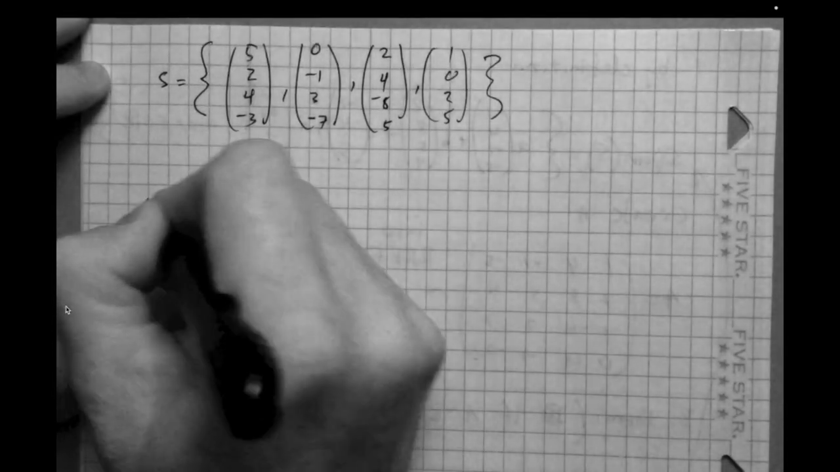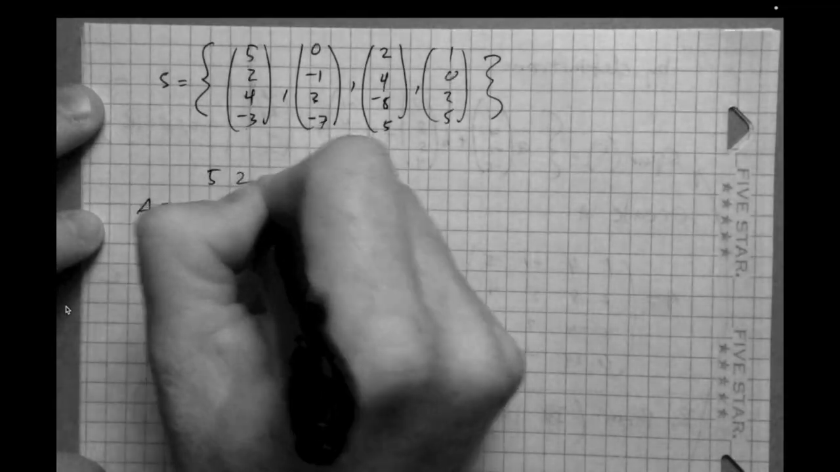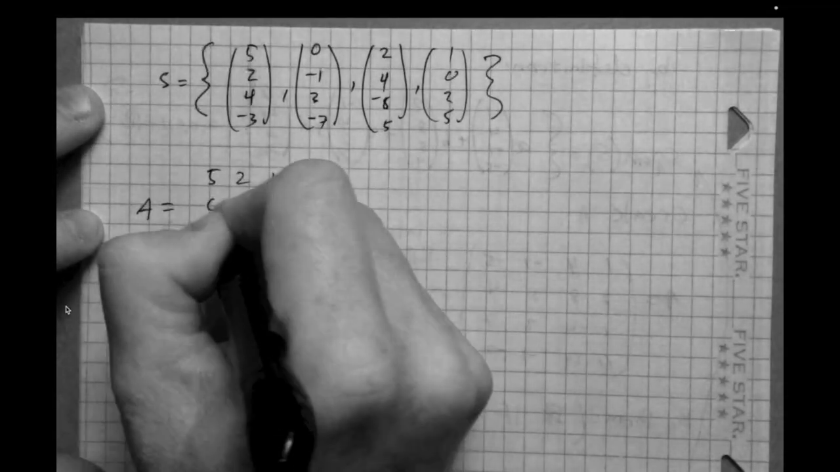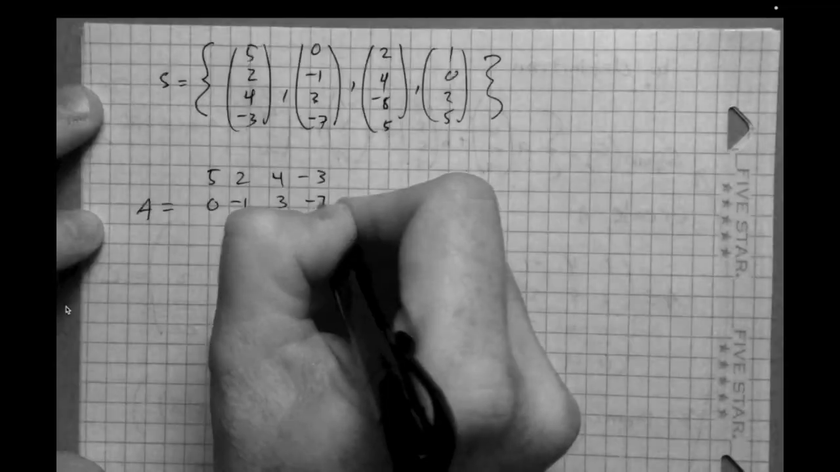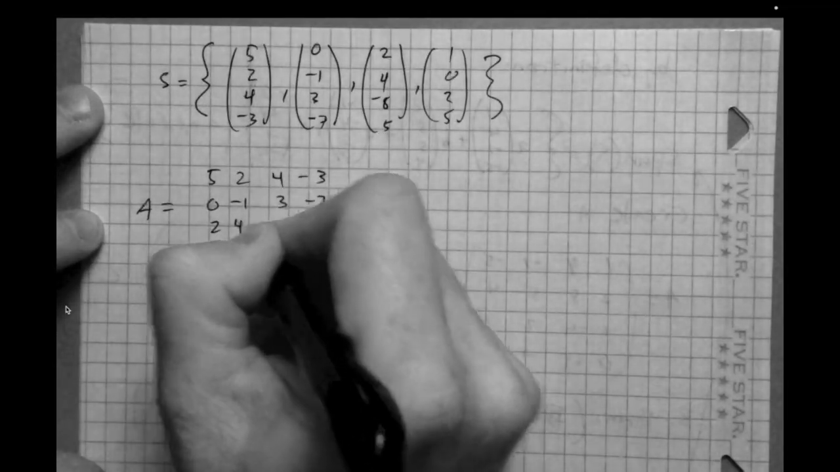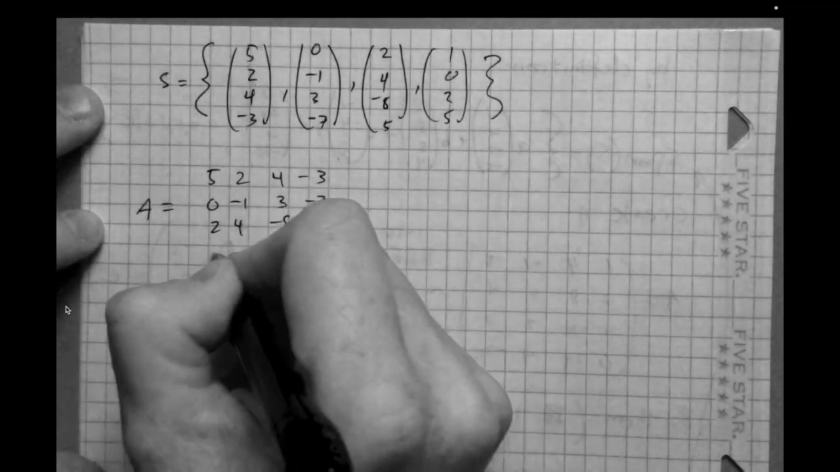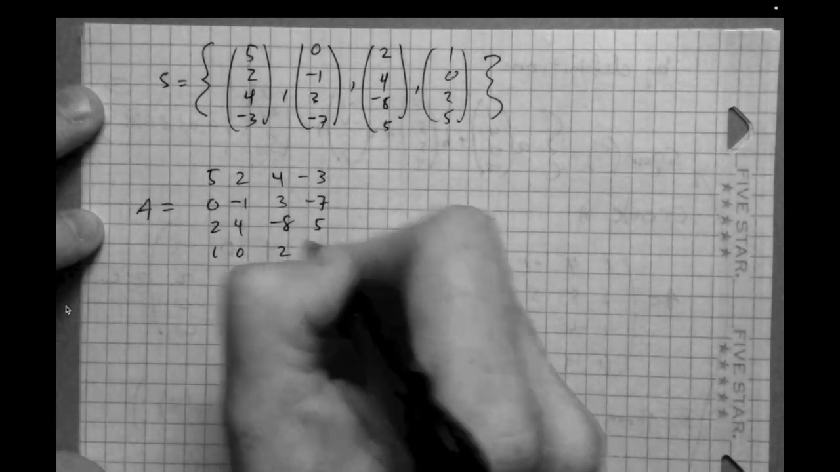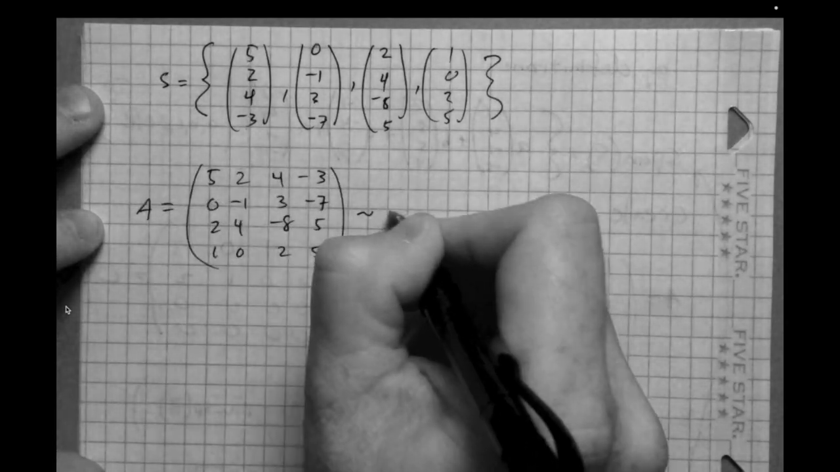All right, so you have the same information here as you previously had. All right, so we'll plug that into A. So I have 5, 2, 4, negative 3, 0, negative 1, 3, negative 7, 2, 4, negative 8, 5, 1, 0, 2, 5. And I'm going to row reduce.